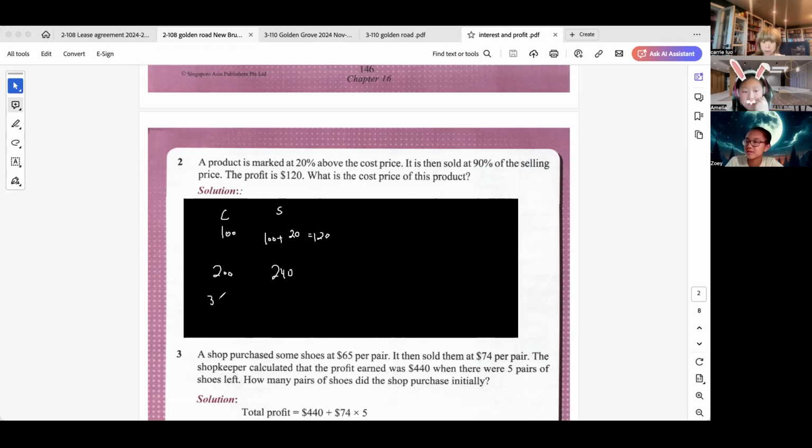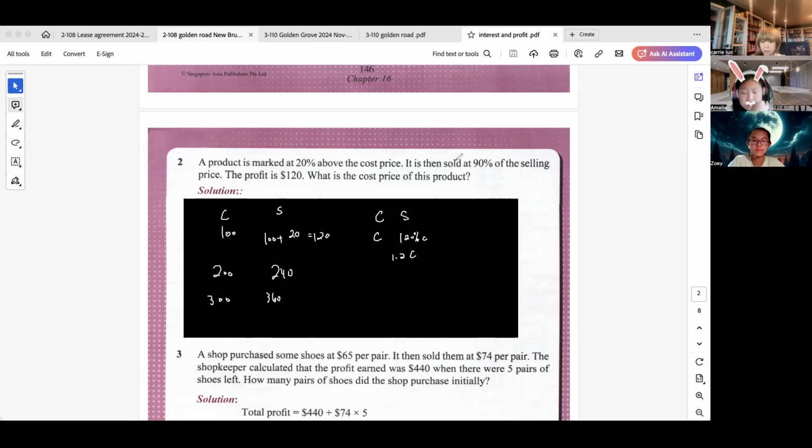Okay, so if it is 300 for the cost and we're making 20% out of this cost price, Amelia, how much are we selling for? 360. Very good. Get it? Okay, but we don't know what the cost is right now. We only know the cost is C and the selling price will be what? 120% C, right? Or 1.2 C, correct?